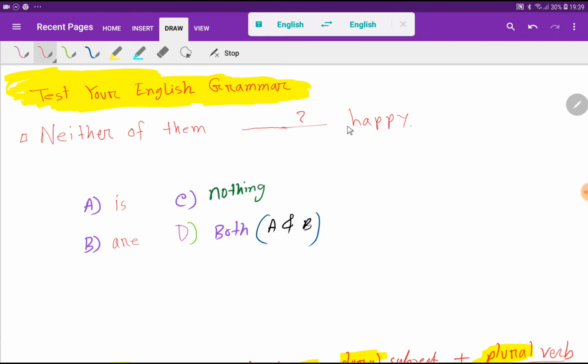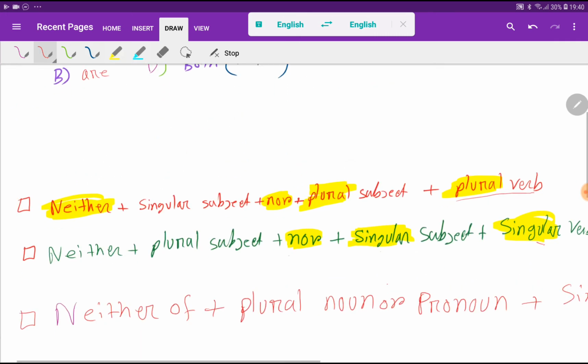Neither of them dash happy. What will come here? Is it option A or option B or option D? Before giving you the answer to this question, let me give you some basic points.